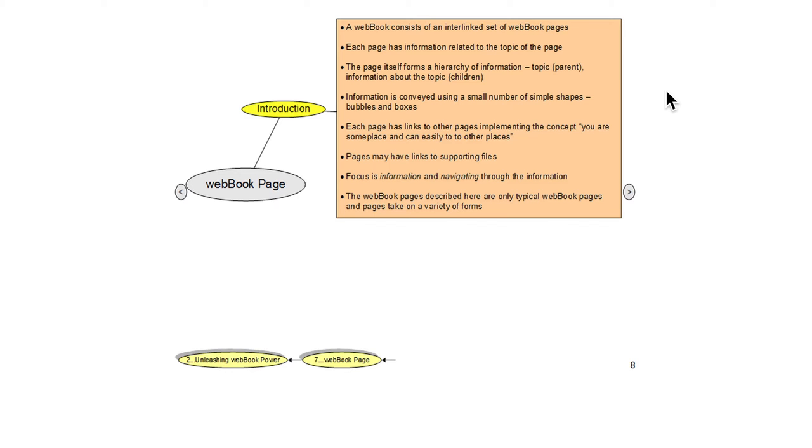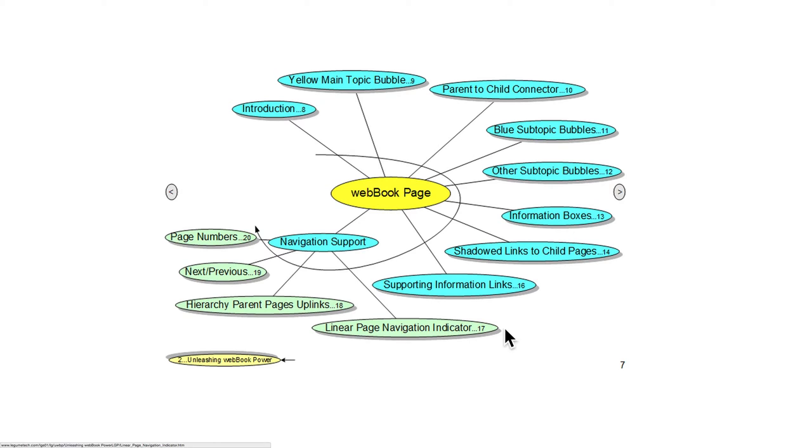Pages often have links to supporting files. So there are really two important concepts if you're learning about the webbook page: there's information and there's navigating the information. It's important to note that the webbook pages we're going to describe here are typical webbook pages, so they can take on a variety of forms. Once you understand these forms, you can understand pretty much everything that's going on.